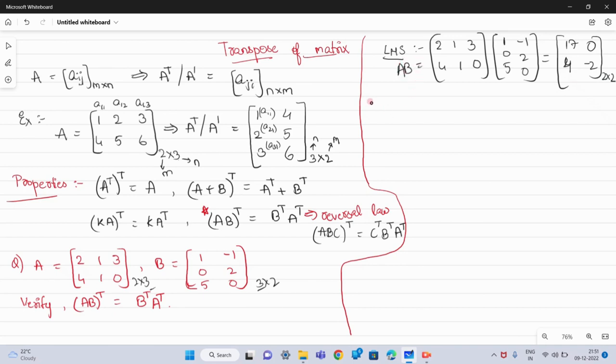Now take the transpose of this. What will be the AB whole transpose? Now rows become columns, columns become rows. This first row becomes this first column: 17, 0 and 4, minus 2, of 2 cross 2 only.